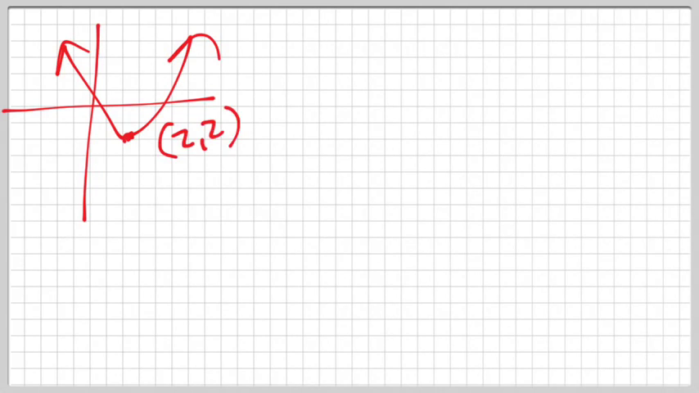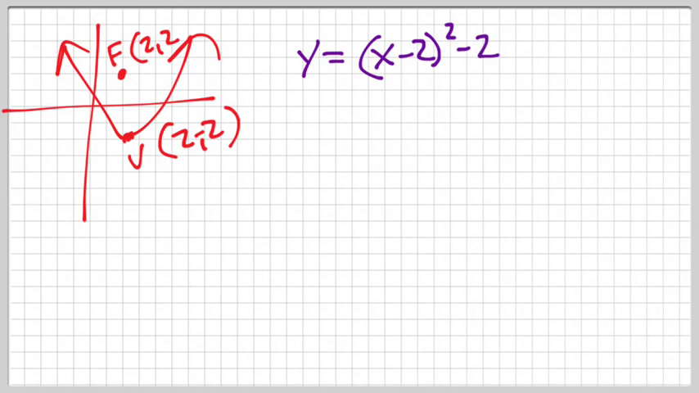So if I were to graph out something like this, and I told you the vertex was at 2, 2, and I told you the focus was at, oh, that'd be 2, negative 2, and this is at 2, positive 2, focusing the vertex. Okay, so based on just the vertex, we know the equation will look something like this: y equals x minus 2 squared minus 2.